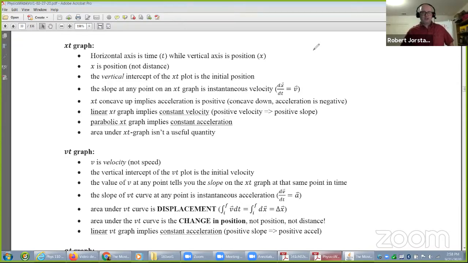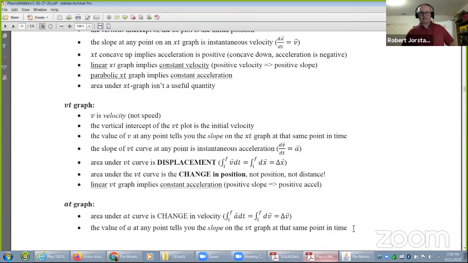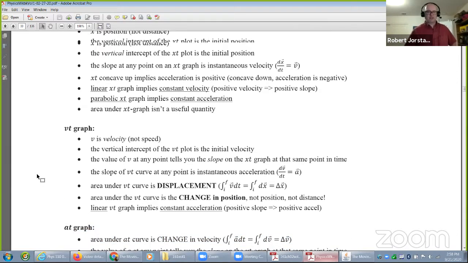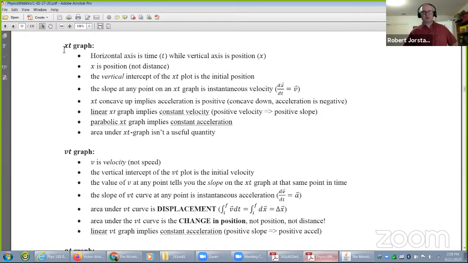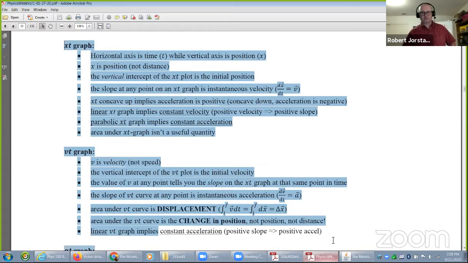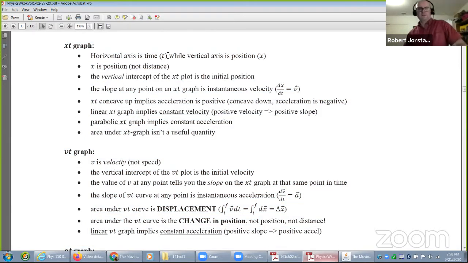All right. There's also the AT graph. And since that's got such a small amount of stuff here, I'm going to do that last. But to be honest, most of the quiz questions focus on XT and VT graphs. So this is the stuff you really need to know. All right. So the first thing is time is on the x-axis and x is on the y-axis. Don't you love physics? And x is position, not distance.